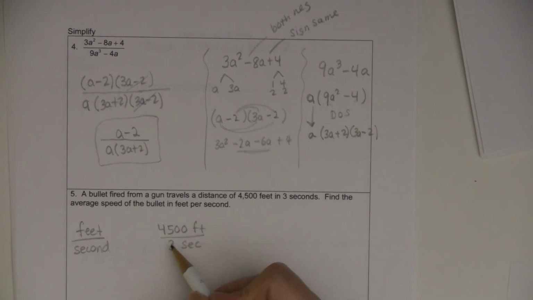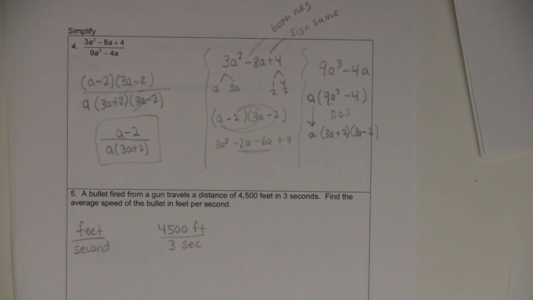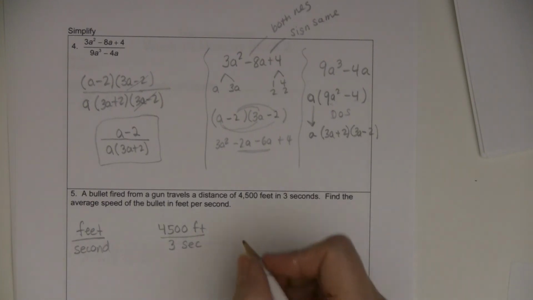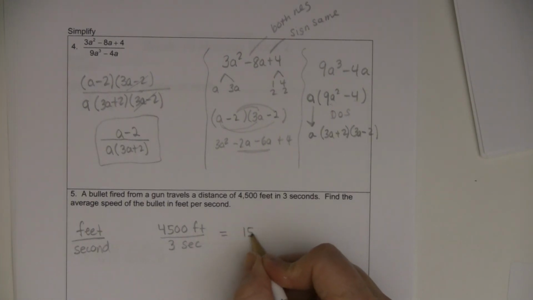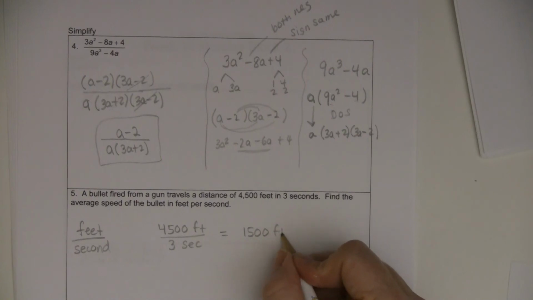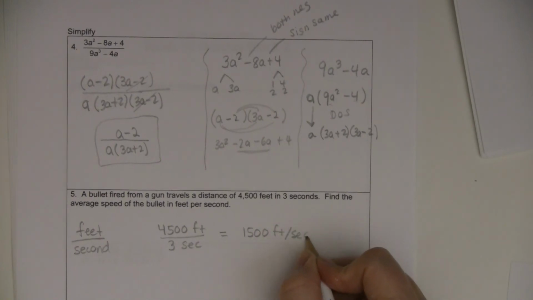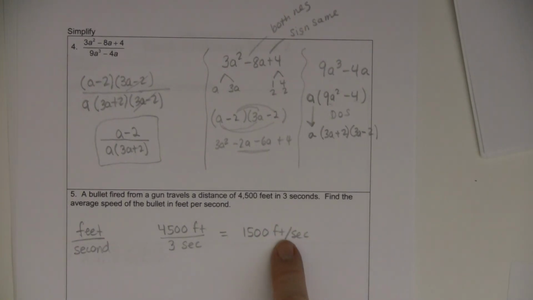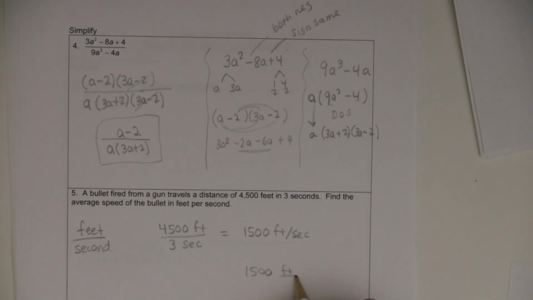So 4,500 divided by 3 is 1,500, right? So this is 1,500 feet per second. And I can write it like this. You can write the feet and the second like this. That's okay too. This is really common for putting it on one line, but you can write it like this too if that makes you happier.